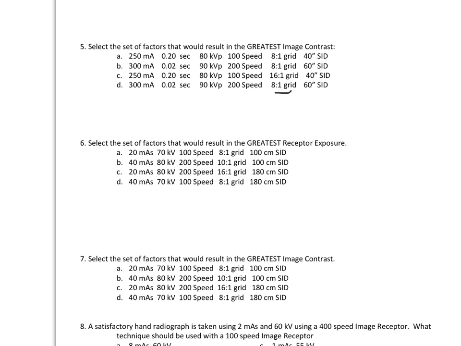When we are looking at greatest image contrast, all we need to look for are grid ratio, and go for the highest grid ratio, and kV, and look for the lowest kV. So 80 kV is the lowest kV of these two. 60:1 grid is the highest grid ratio, so C would be the one with the greatest image contrast. MAS and speed and SID are not going to relate to contrast.